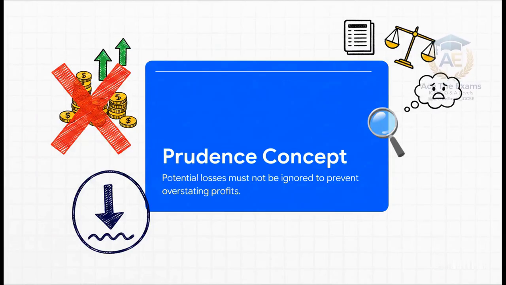Which brings us right to the prudence concept. Examiners constantly, and I mean constantly, see students overstating profits by ignoring potential losses. That is a massive violation and a glaring red flag. Say your closing inventory is damaged, or maybe it's obsolete. You must value it at its net realizable value, not its original historical cost. The rule of thumb? Potential losses must never be ignored, while potential profits should never, ever be anticipated.